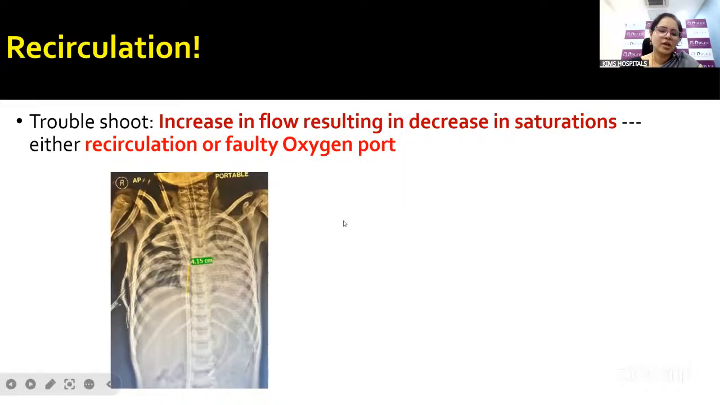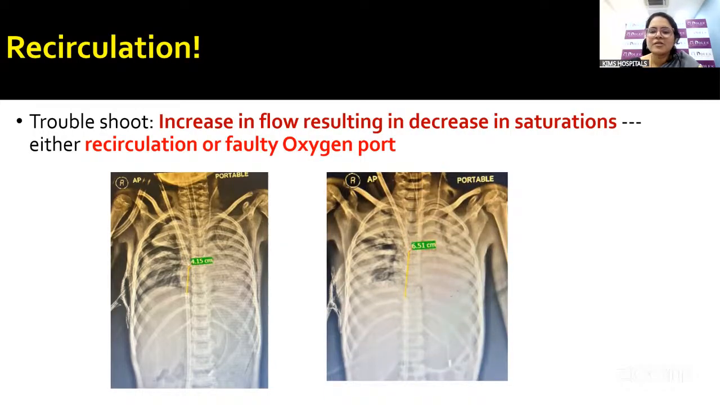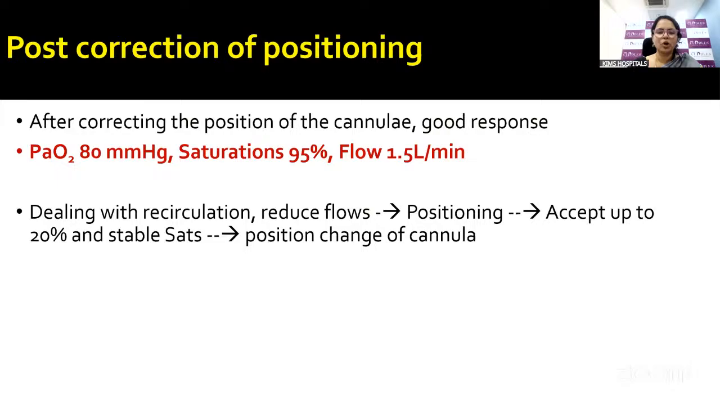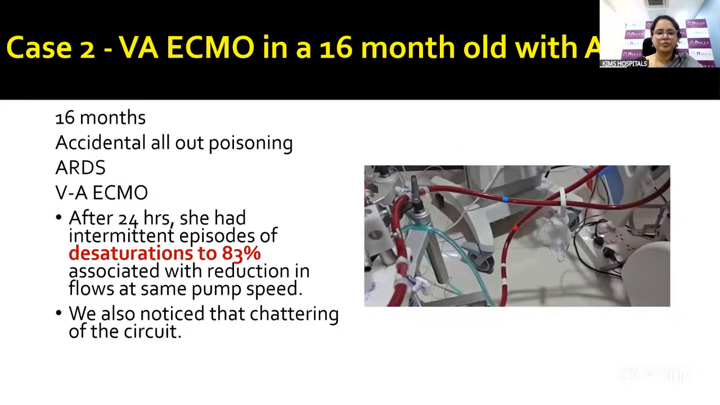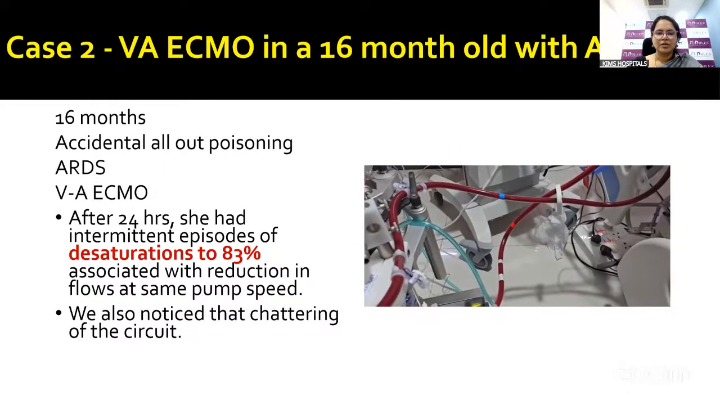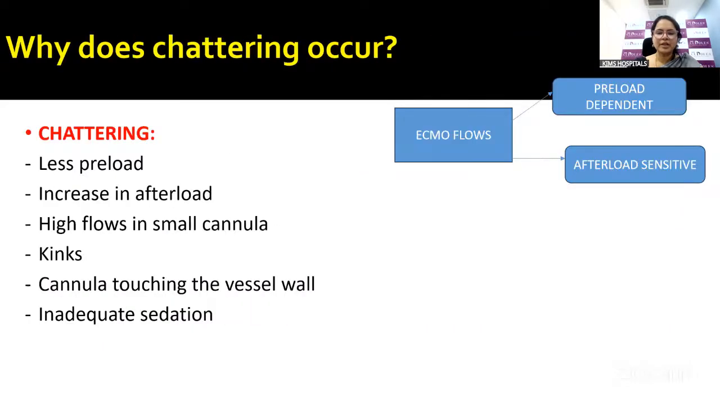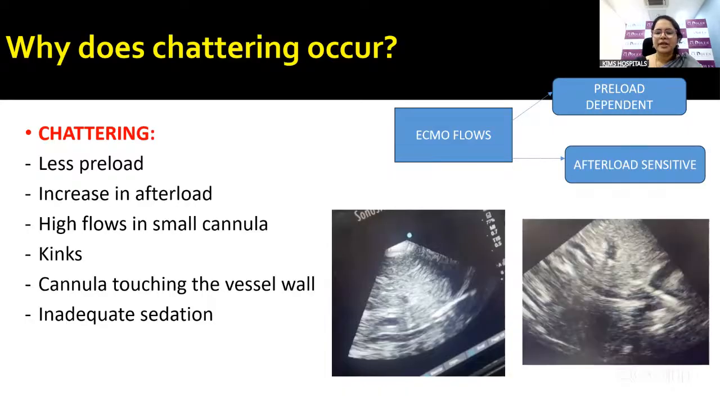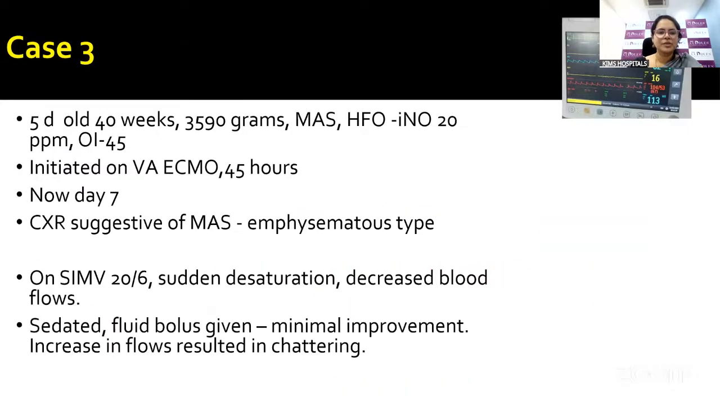In this case, the child's drainage line and venous line, which were respectively the femoral and jugular veins, were placed looking very close to each other. You can see that only 4 centimeter distance between the two. So after widening the distance between these two lines, the child's recirculation improved. So this is one case just to highlight that this is one of the common complications, particularly in VV ECMO. So this is another problem called chattering that can happen when there is less preload, and this was rectified after the repositioning of the cannula was done.